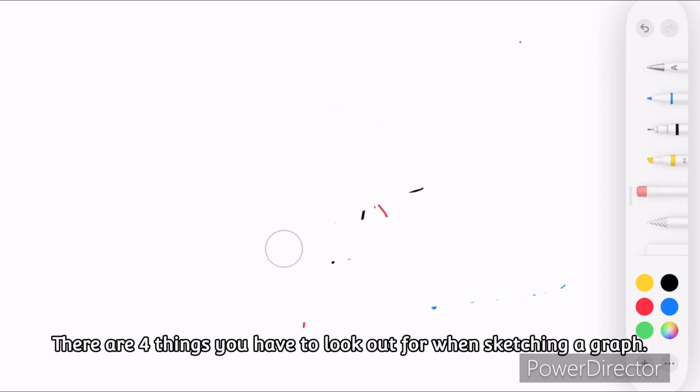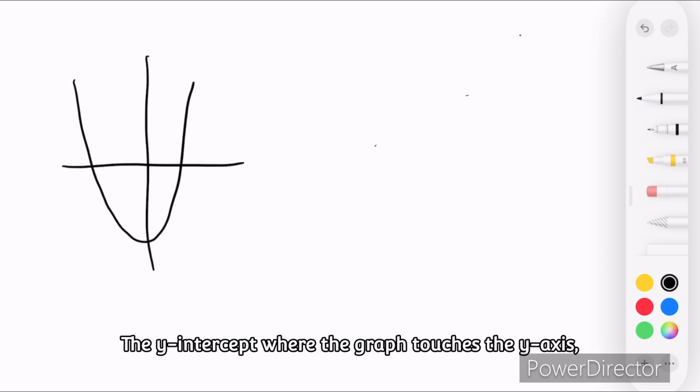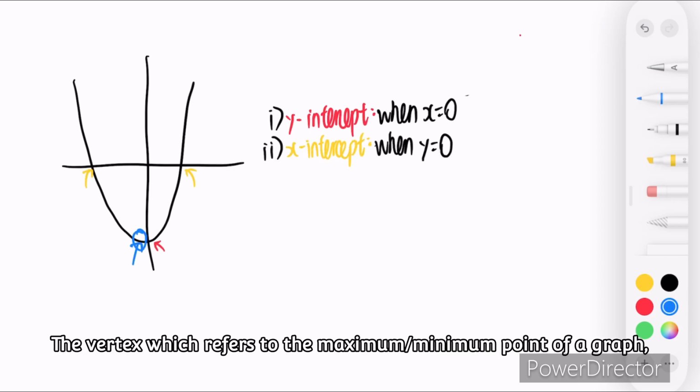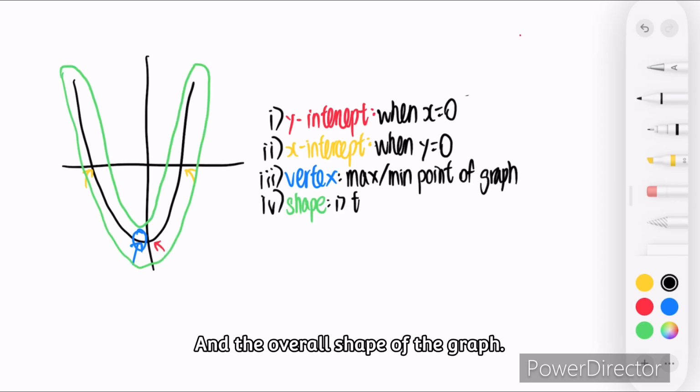There are 4 things you have to look out for when sketching a graph. The y-intercept, where the graph touches the y-axis, the x-intercept, where the graph touches the x-axis, the vertex, which refers to the maximum or minimum point of a graph, and the overall shape of the graph.